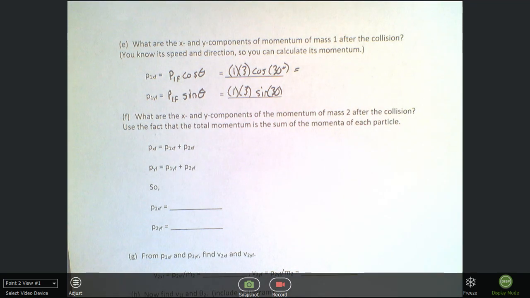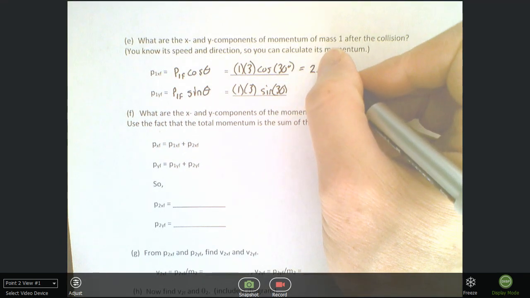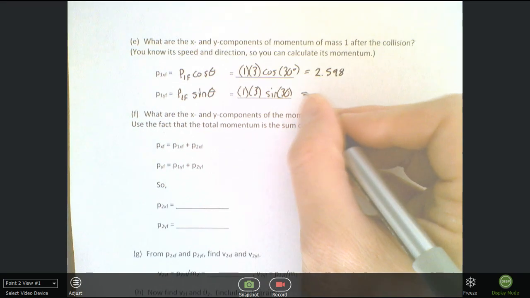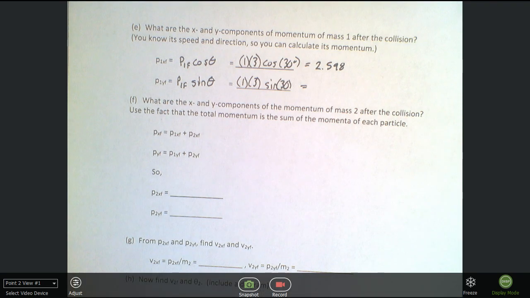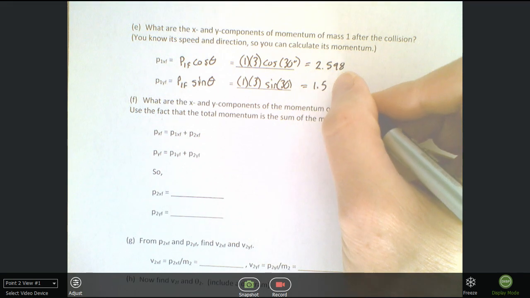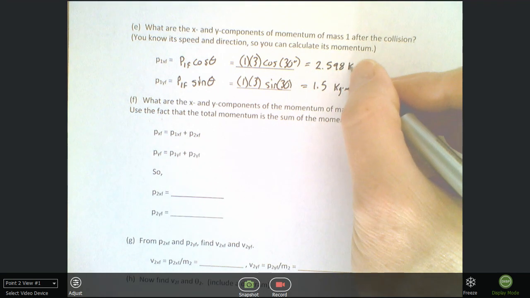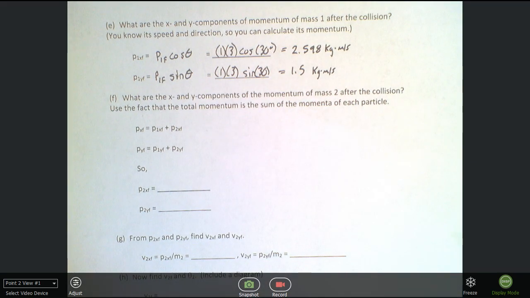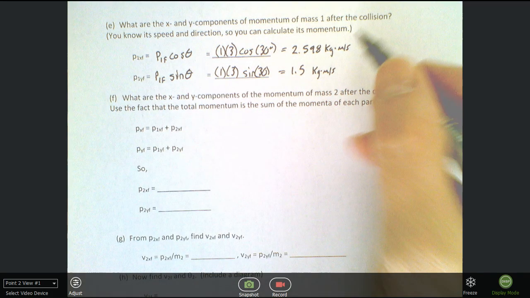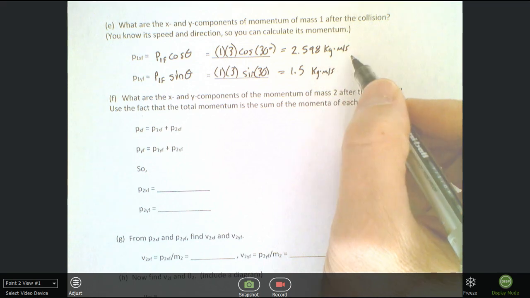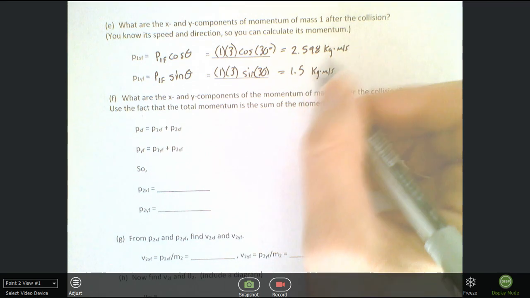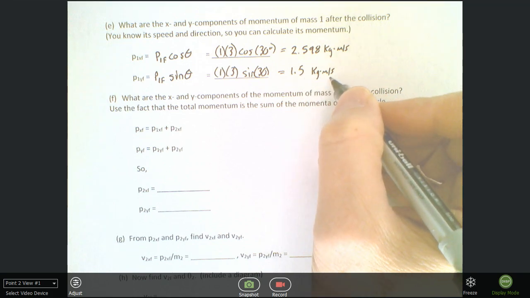So we just look and say, okay, what's cosine of 30 times 3? It's 2.598 kilogram meters per second. Sine of 30 is a half, so this is 1.5 kilogram meters per second. So this first object is carrying 2.598 kilogram meters per second of momentum to the right, and 1.5 kilogram meters per second upwards.